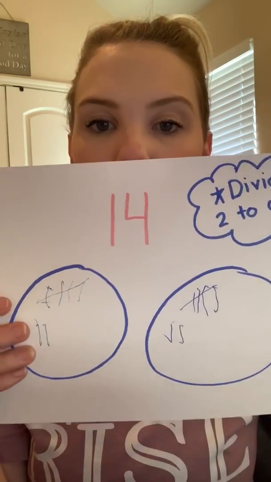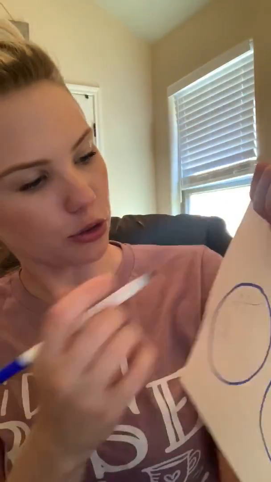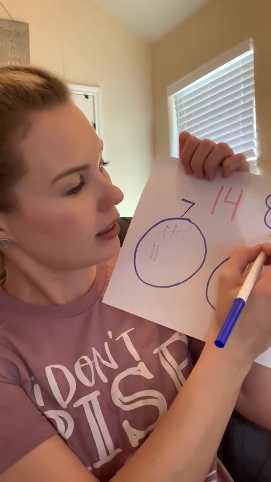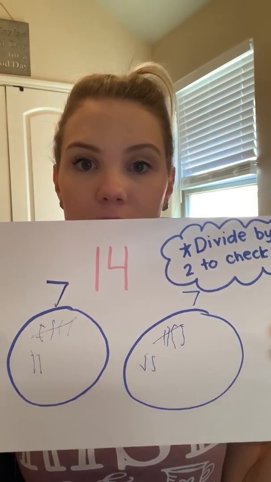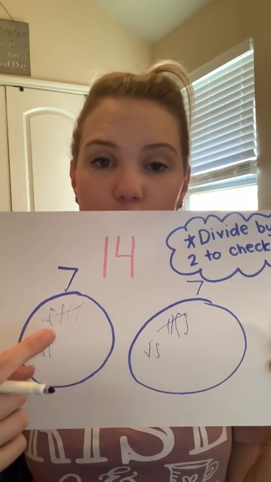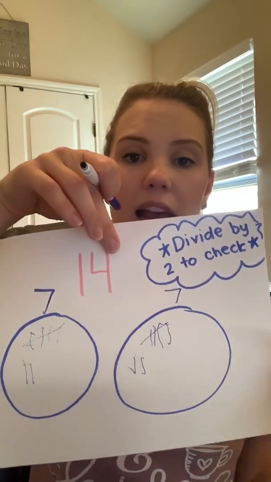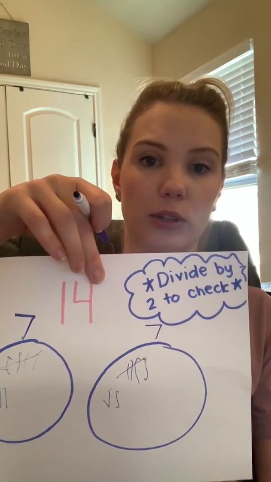So in each group, I have 7. I have 7 in this group and 7 in this group. Do I have any leftovers? I don't have any leftovers. So I know that because I have 7 in this group and 7 in this group, that this number is divisible by 2. Because when I took the number and I shared it evenly between two groups, there were no leftovers.